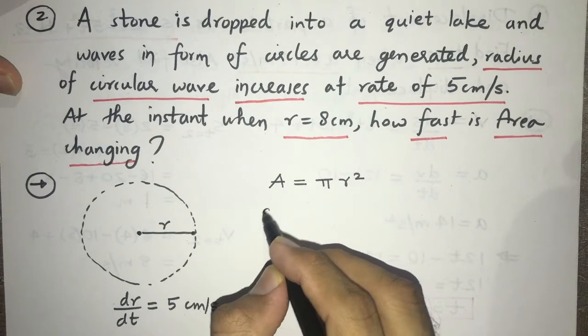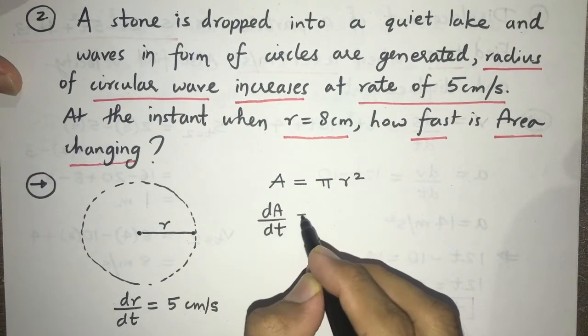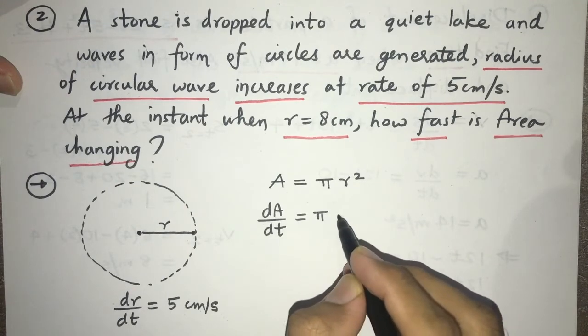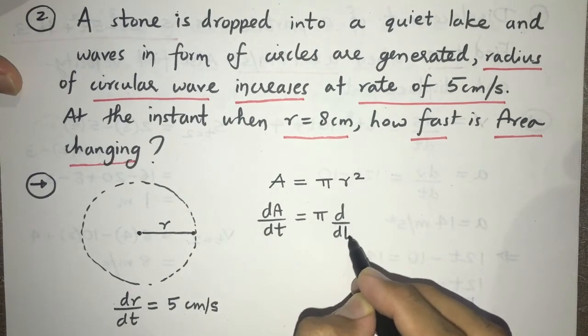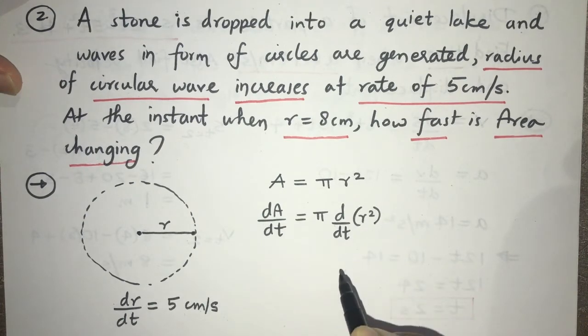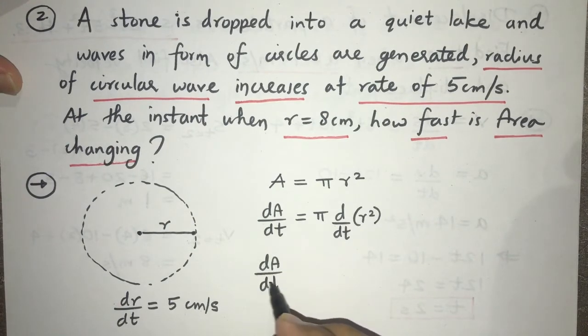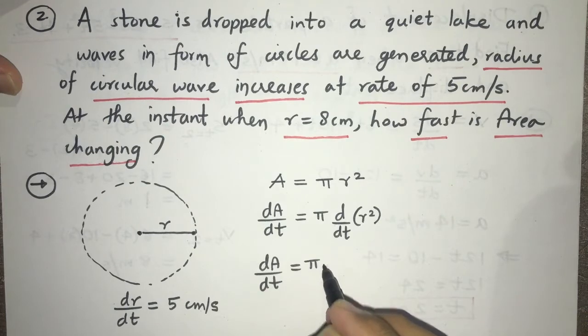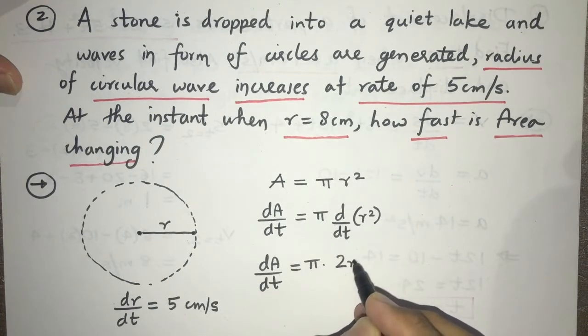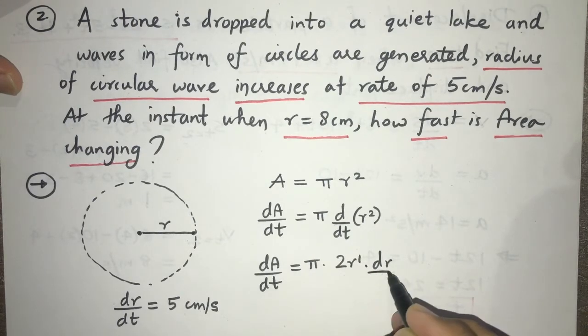Differentiating with respect to time, we get dA by dt as pi, and we will have the derivative of r square. Here we are going to use chain rule. So dA by dt is pi, then we have 2r raised to 1 into the derivative of r with respect to time, so dr by dt will come.